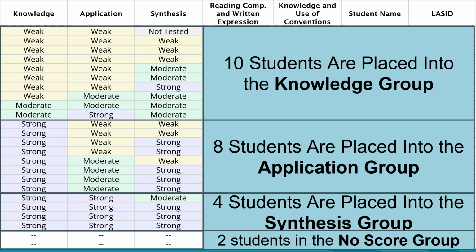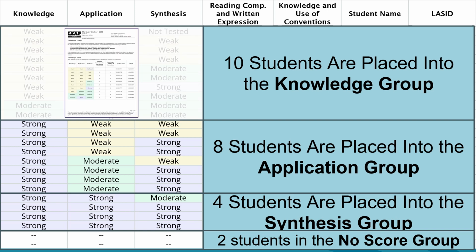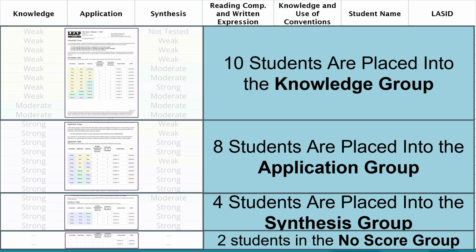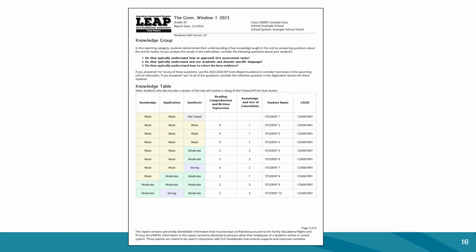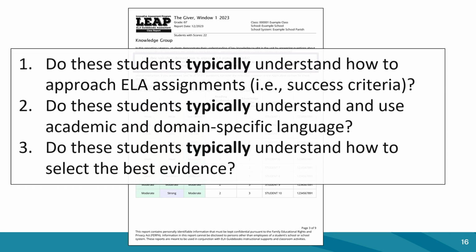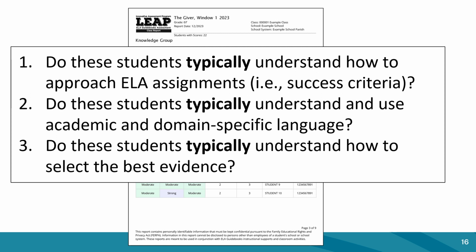These groupings are then reflected within the pages of the score report after the overall table. So there's a page or multiple pages for the knowledge group, and similarly for application, synthesis, and the no score group. Each of the individual tables for each of the groups, knowledge, application, and synthesis, is accompanied by a set of reflection questions that are meant to help guide considerations of what kinds of instructional next steps or levers are likely to be most helpful for students. For example, if we zoom in here, we can see the 3 reflection questions for the knowledge group. And these questions are also in the score report reflections guide.